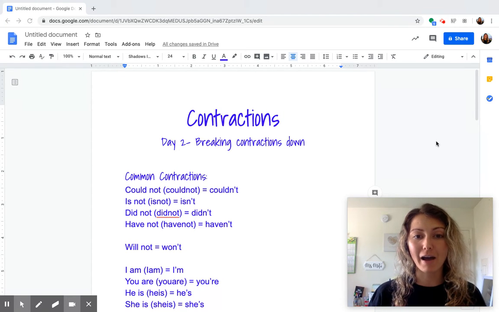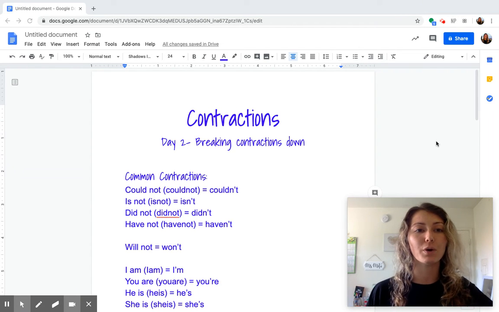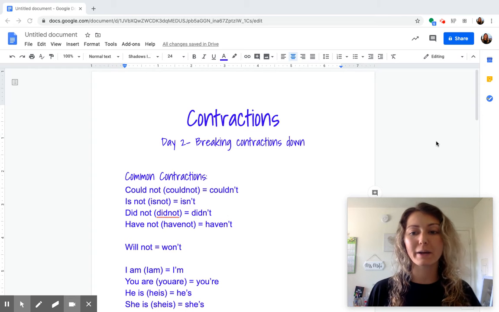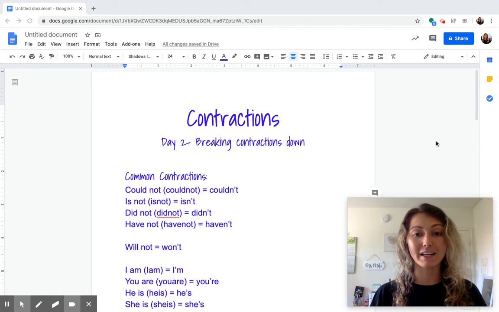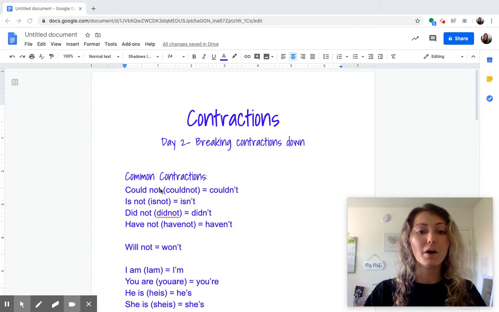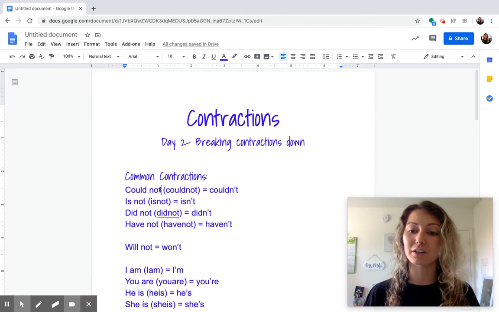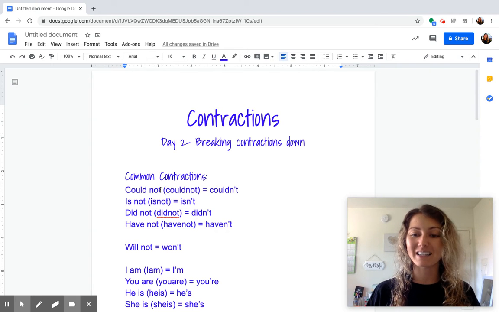We talked yesterday about how contractions can be used in informal writing. So maybe it's writing a letter to your friend, or maybe it's writing a quick paragraph about your day. But we do not always use contractions in formal writing. So if we're writing a big paper or an important essay, we don't want to use contractions. We want to use the formal language. So breaking down those contractions. For example, instead of using couldn't, we're going to use the words could not. That's going to make our writing seem a little bit more formal, a little bit nicer.